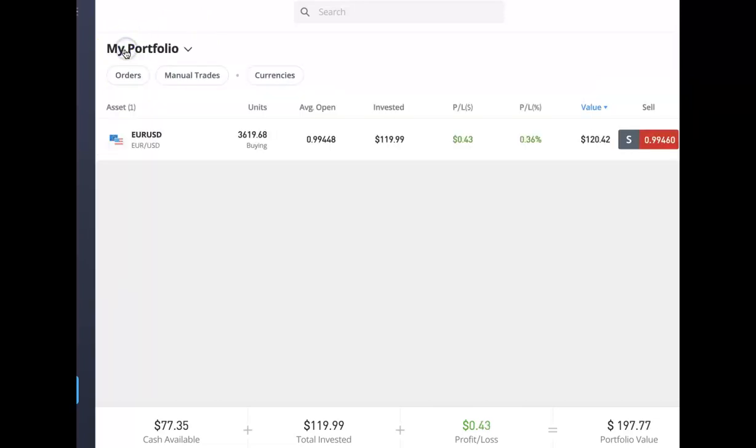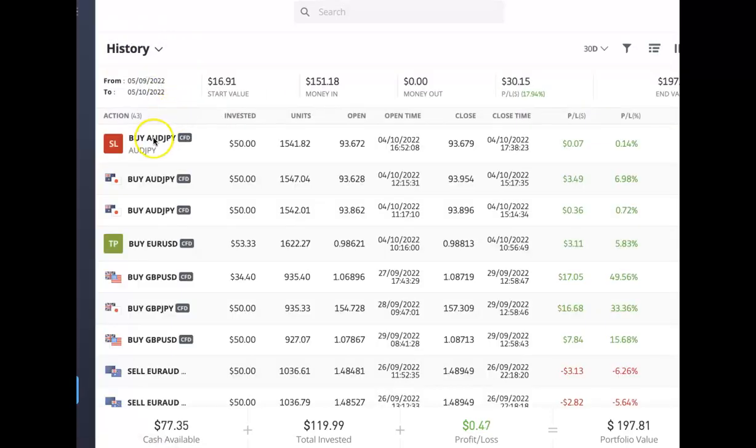Let's have a look at these trades, see what we've got in my history. So this one yesterday was Aussie dollar Japanese yen. That one actually went into profit, came back and hit my stop loss, which I've moved to break even. I don't often do that, but I just didn't like the way the price action was going. So good decision anyway in that case, I think.